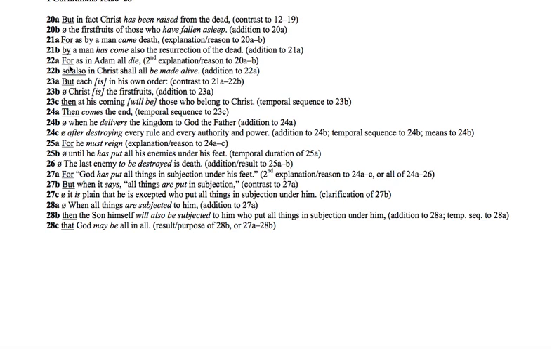Okay. So, "for as in Adam all die, so also in Christ shall all be made alive." So I'm noting that 22b is an addition to 22a. Okay. And you'll notice that 21a and b is sort of repeated in 22a and b, isn't it, right?